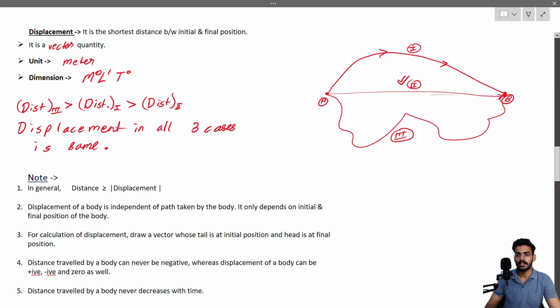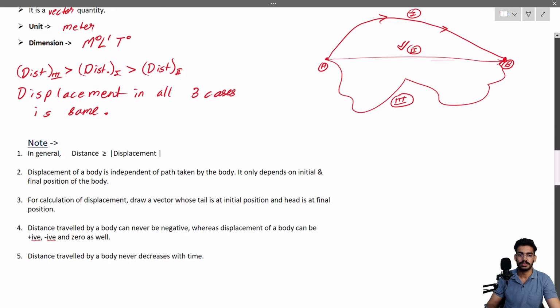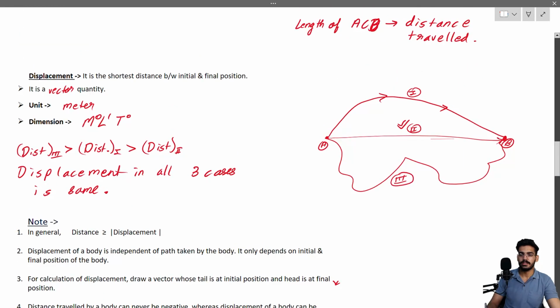It doesn't matter which path you are taking. In the first path, second path and third path, the displacement is the same, AB only, so it doesn't depend upon the path taken. Now for calculation of displacement, draw a vector whose tail is at the initial position and head is at the final position. This I have also told you. So the vector will be pointing this side, this will be its head, right?